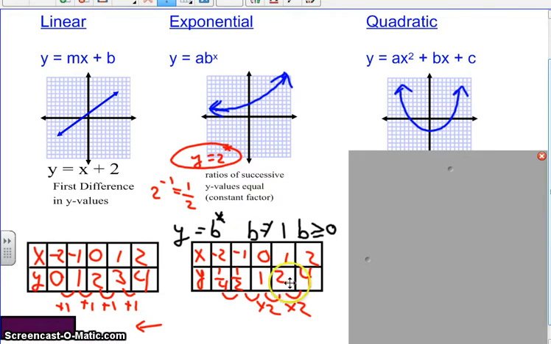Okay? So in the ratios, what that means is 1 over 2 equals 2 over 4, right? Ratios are equal, or you could say I have a constant multiplication, times 2, times 2, times 2. That is the same as a constant ratio.